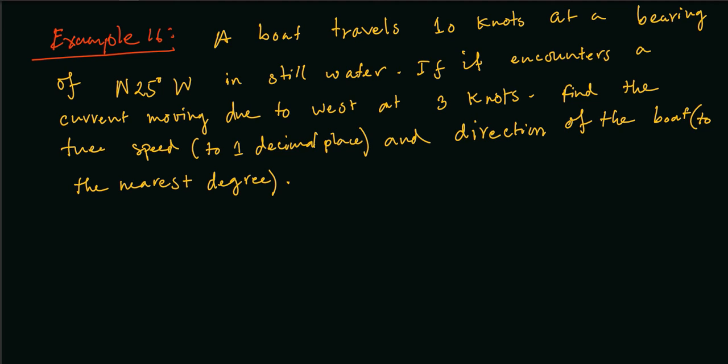Next example. A boat travels 10 knots at a bearing of north 25 degrees west in still water. If it encounters a current moving due west at 3 knots, find the true speed to 1 decimal place and the direction of the boat to the nearest degree.